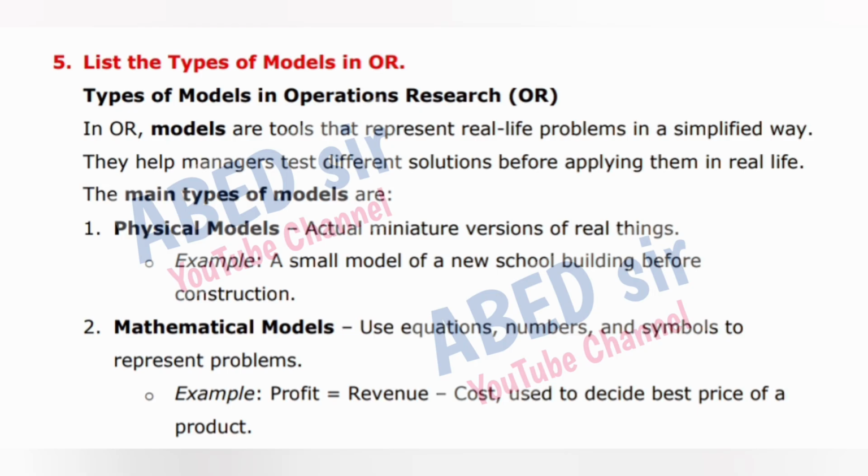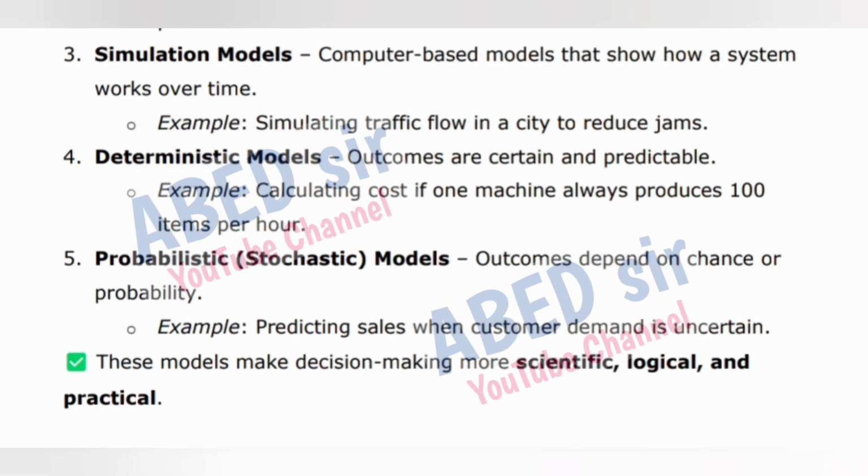2. Mathematical models use equations, numbers, and symbols to represent problems. Example, profit equals revenue minus cost, used to decide best price of a product. 3. Simulation models: computer-based models that show how a system works over time. Example, simulating traffic flow in a city to reduce jams. 4.